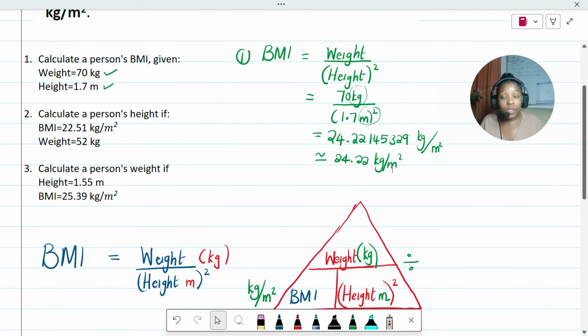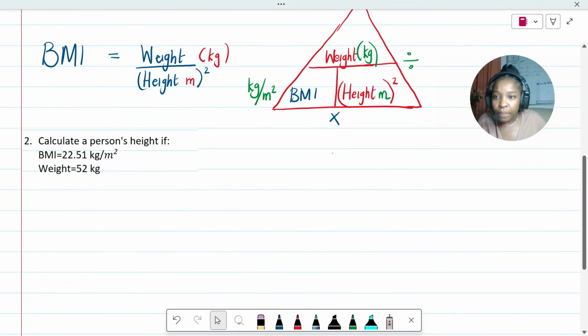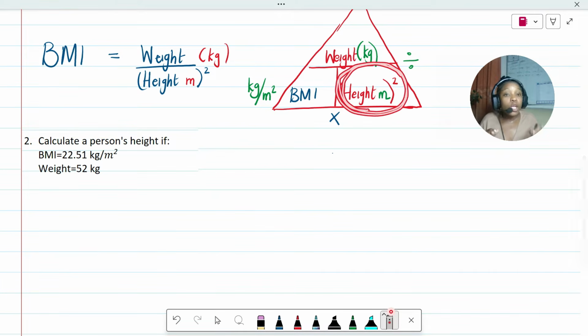Okay, so now what happens with question number 2? In question 2, it asks us to calculate a person's height, if the BMI is equal to 22.51 kilograms per meter squared and the weight is equal to 52 kilograms. I've just moved this question to the bottom here. So what do we need to do in this case? Ladies and gentlemen, you're trying to determine a person's height. That's what we're looking for, that height there. So write that down there. We're trying to calculate height.